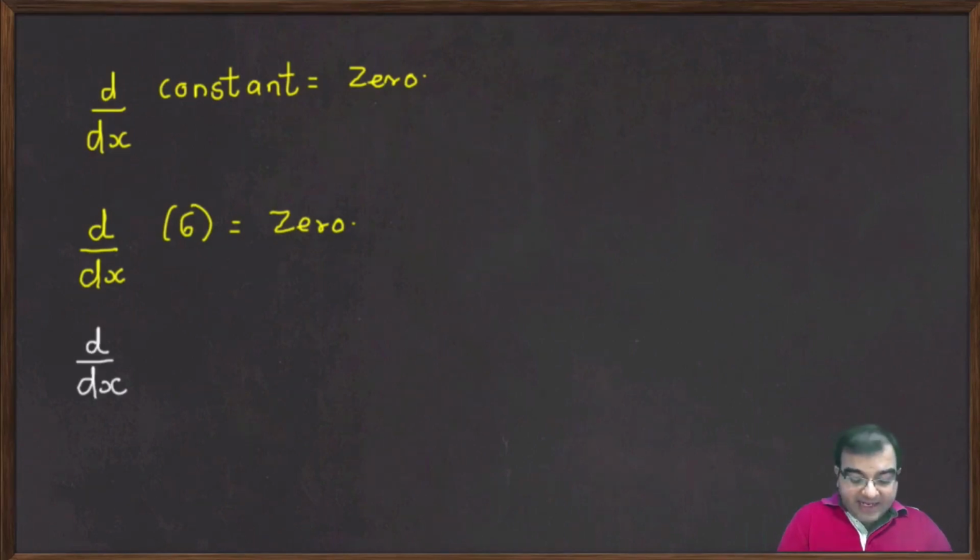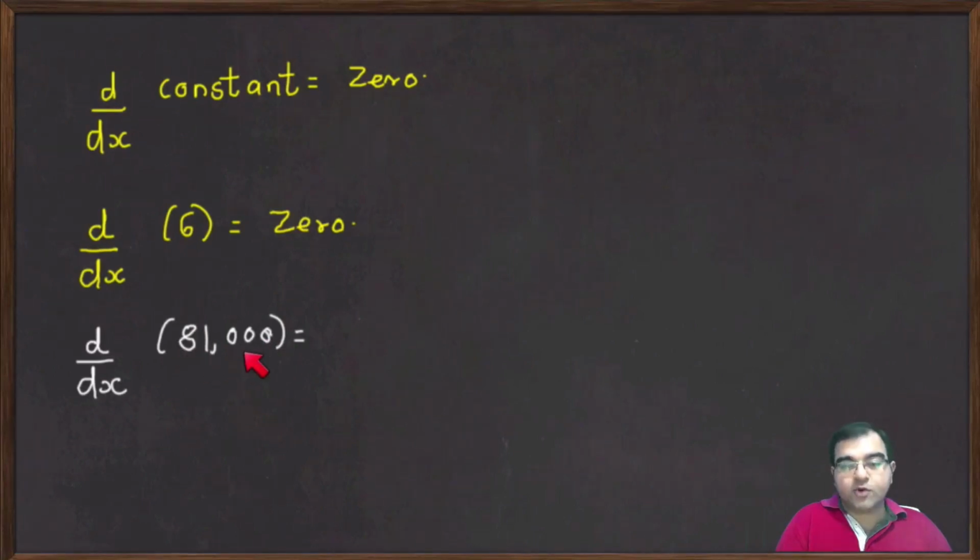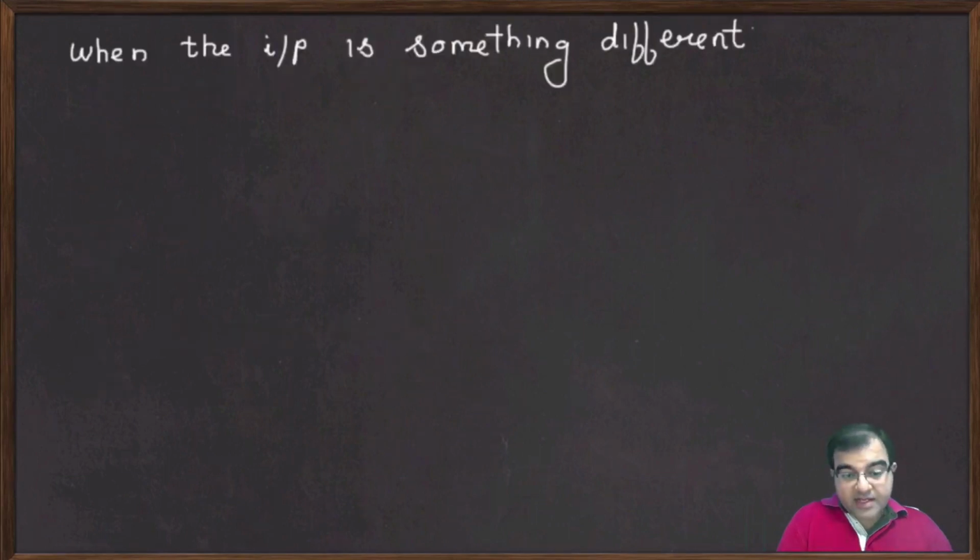Similarly, if I am writing d by dx of 81,000. Now if you carefully see, this is 81,000. There is no x, y, z variable. So derivative of 81,000 is again going to be just a number. So derivative of just a number is going to be what? 0. So your answer turns out to be again 0. Similarly, you have a next case.